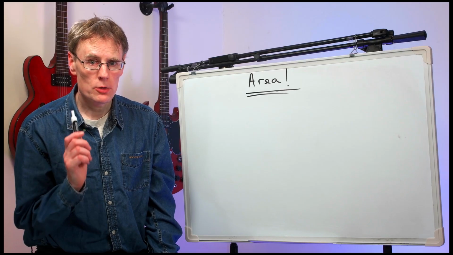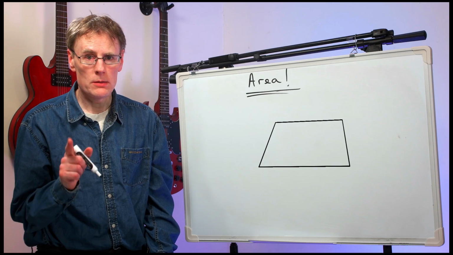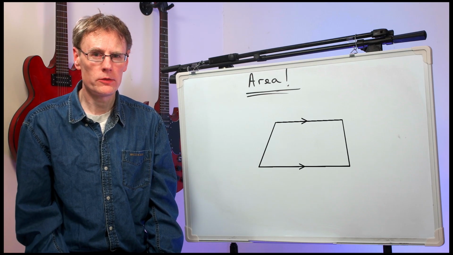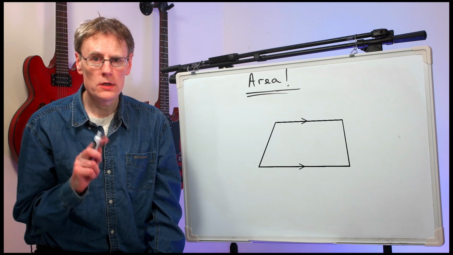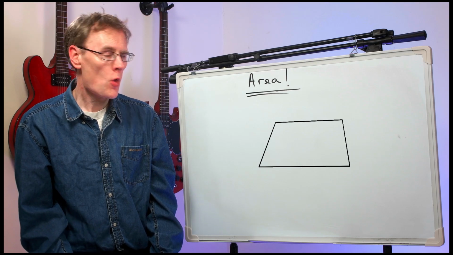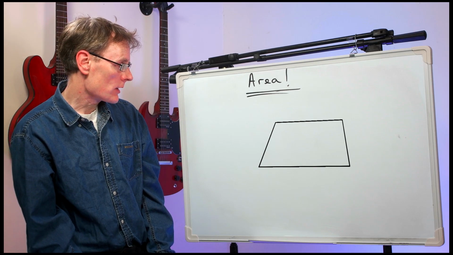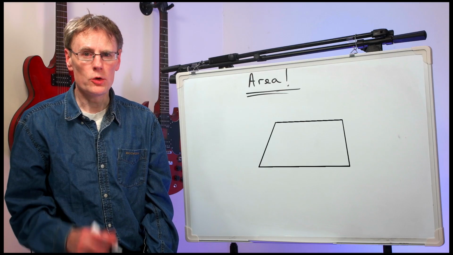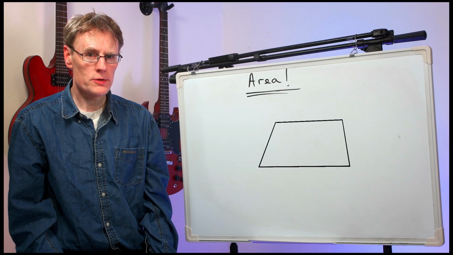Now let's look at a trapezium. A trapezium is a quadrilateral with one pair of parallel sides. How do you work out the area of a trapezium? Well, you need to turn it into a rectangle. What we need to do is straighten it out. If we made the top longer and the bottom shorter until it became a rectangle, then it would be easy. So what we need to do is average the parallel sides.